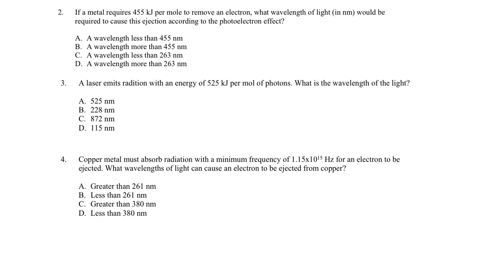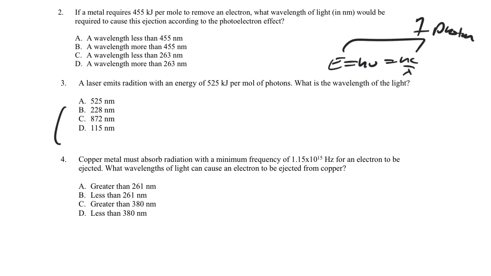So let's look at 3 and 4. We'll wrap up here in chapter 6 and then get into some new chapter 7 material today. Number 3 says a laser emits energy with an energy of 525 kJs per mole. What's the wavelength of the light? The wavelength of light comes from the equation E equals h nu equals hc over lambda. The energy of a photon is equal to hc divided by lambda, but this is just for one photon. So that's just our photon energy equation.